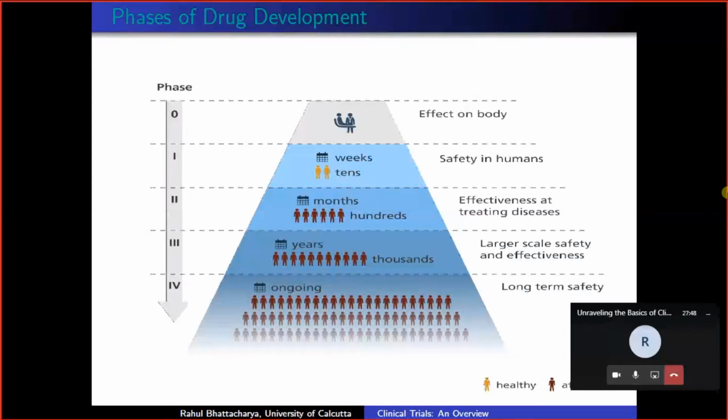So if you find some negative issue about the drug at this phase 4, it will lead to the withdrawal of the drug. So you will often find that some drug is being withdrawn from the market for serious side effects. This means in phase 4, the drug showed some serious side effects and therefore was withdrawn from the market.